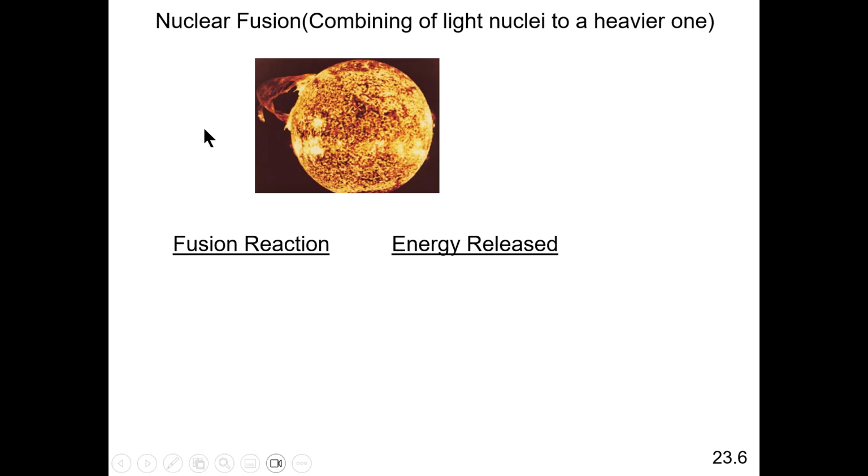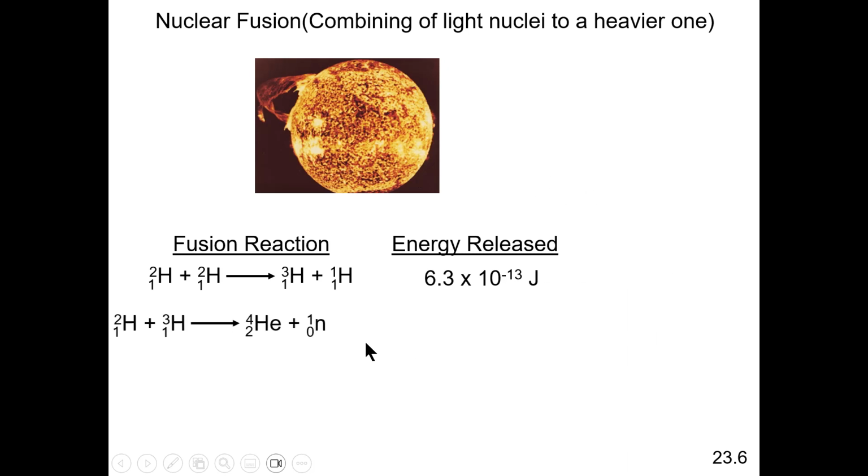But you can also have energy production as a result of what is called nuclear fusion, where you're combining light nuclei to make a heavier one. This process is very important, and our very lives depend on it, because it is responsible for the energy emanating from the sun. We all know that life on Earth, plant and animal, depends on energy provided by the sun.